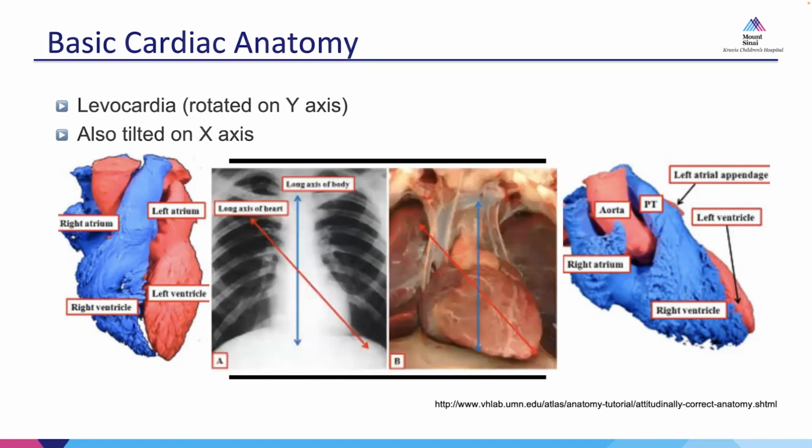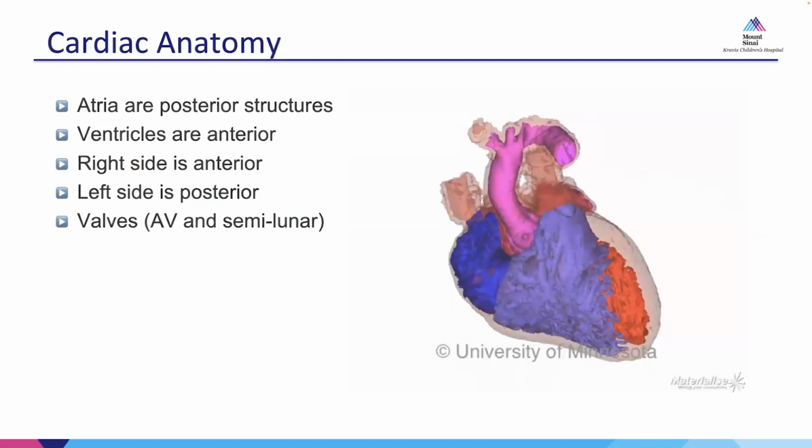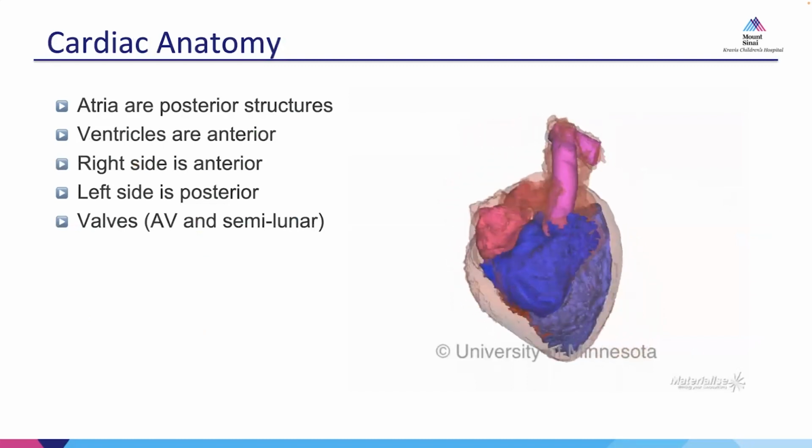And this is important because when you think about how you're imaging, the planes that you're getting, when we talk about parasternal long axis, the long axis of the heart is the red arrow. And the long axis of the body is the blue arrow, and they are not the same, right? They are definitely askew from each other. And unless, again, you understand that, then the views that we're trying to get are not really going to make sense to you.